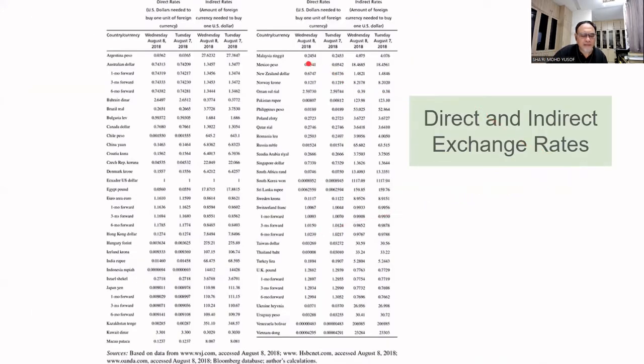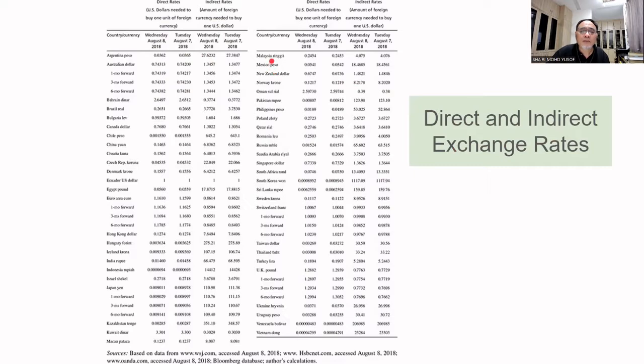Okay, so this is a table which shows, if you can read this on top here, direct rates: US dollars needed to buy 1 unit of foreign currency. This is for Wednesday, August 8, 2018, and Tuesday. And these are indirect rates: the amount of foreign currency needed to buy 1 US dollar, or to buy 1 euro, or to buy one Malaysian ringgit. So you have direct and indirect exchange rates.